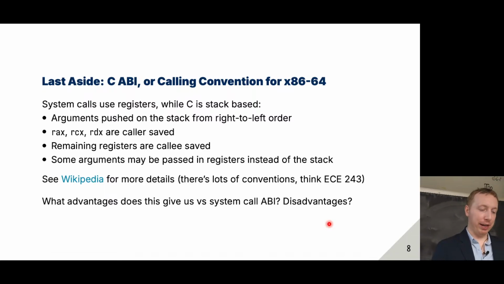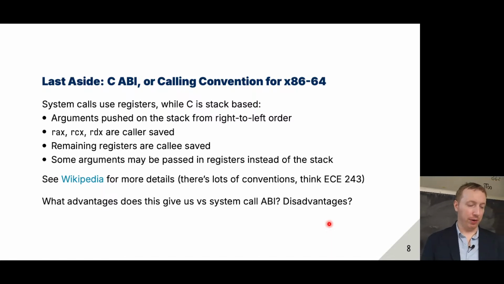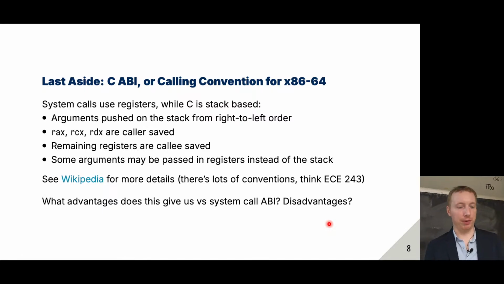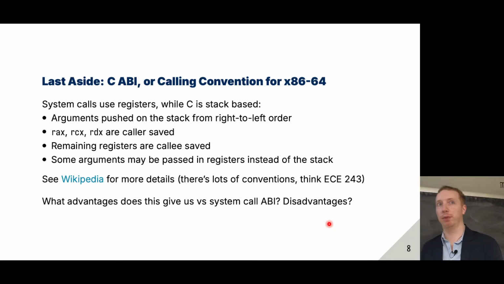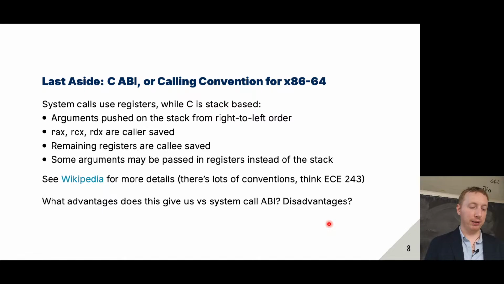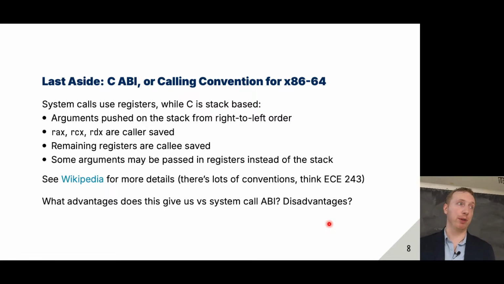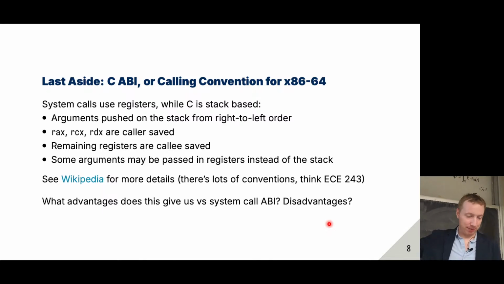So here's finally the last slide. The C ABI or calling convention for x86 actually does use the stack a bit. Arguments are pushed on the stack from right to left order. Then some registers are callee saved, some are caller saved. And with this, some arguments are actually passed using registers instead of a stack, but it gets into some nitty-gritty details. If you want to see the details, again, not important. I don't suggest that as reading unless you are a psychopath like me. But you can ignore it.